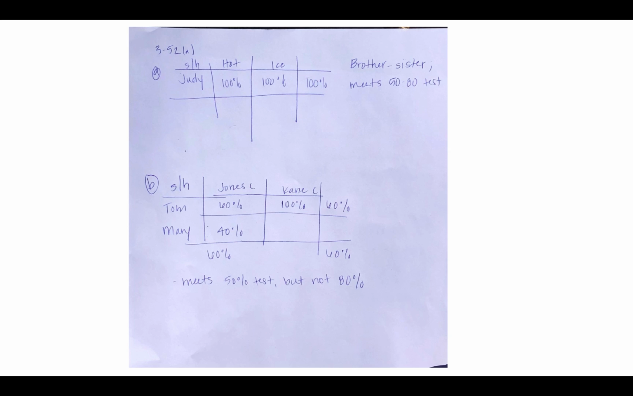Tom only owns 60% of Jones. We don't count Mary's because she's not part of the group. So we don't meet the 80 test here. So we don't meet the 50-80 test. Now, if we were using a tax provision where we just had to meet the 50-50 test, we would meet that because Tom owns 60% of Jones and 100% of Kane. So we would meet that test. We would be over 50%. And they would be brother-sister controlled groups under that test.